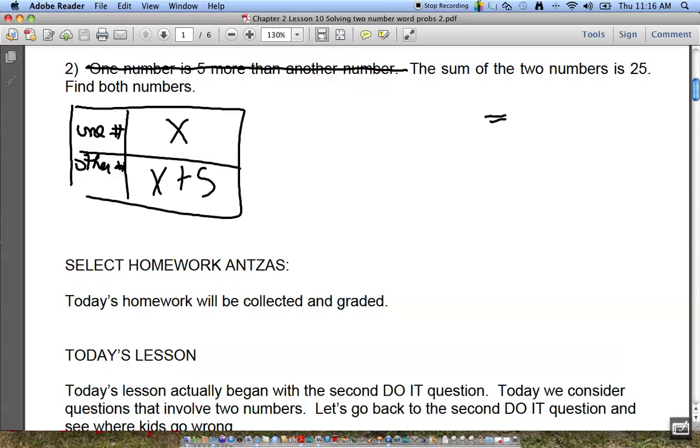Anyway, okay. The sum of the two numbers, I've got to add. What do I have to add? I have to add the two numbers. Well, where are the two numbers? It's the one number and the other number. What's the first number? X. What's the other number? X plus 5.